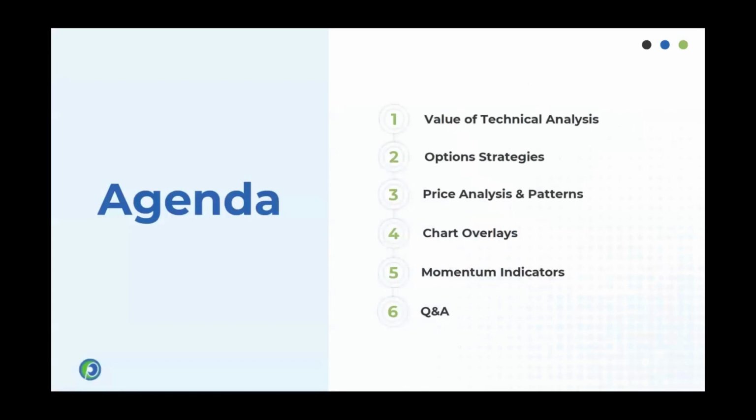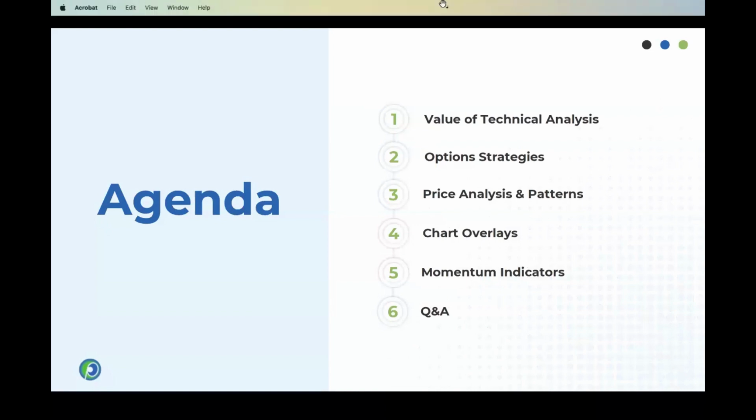So let's talk about what we're going to talk today. First and foremost, let's talk about the value of technical analysis, why it was built, the mindset of a technician, the importance to understand the value that it can bring to perhaps enhance your overall investing strategy. Second, we'll talk about option strategies. So the way that we frame our mind with option strategies and how we can marry that with the value of technical analysis, just to get our minds in the right spot. Then we'll move on to different price analysis and patterns so we can understand the fundamentals of technical analysis, the different indicators, the different categories, some chart overlays, momentum indicators, and of course, if there's some time, Q&A.